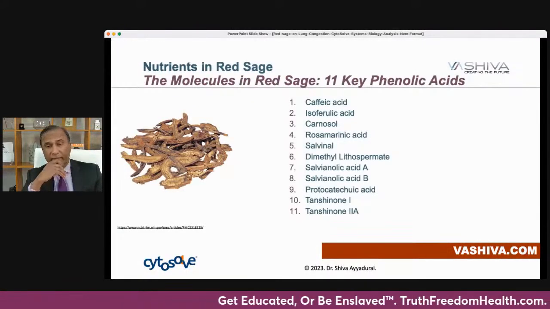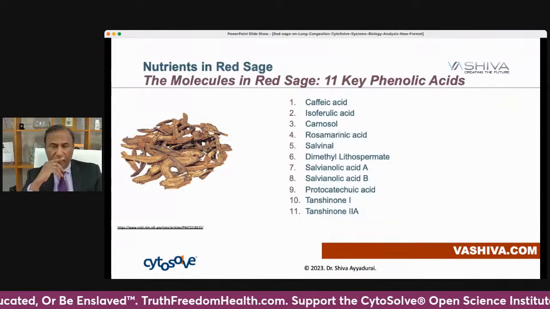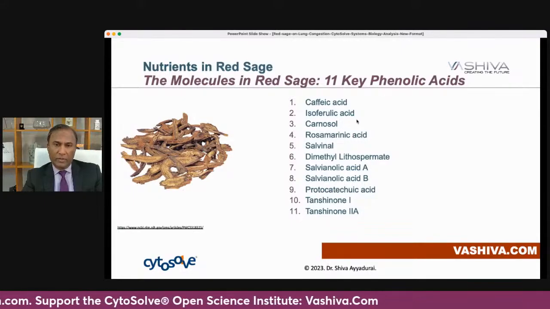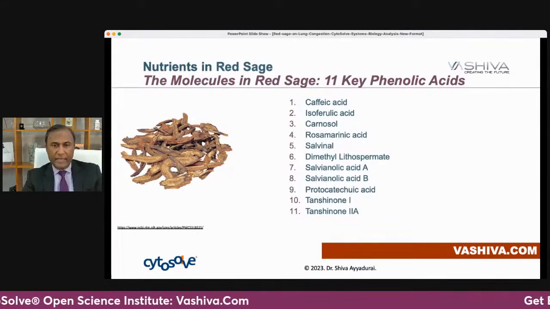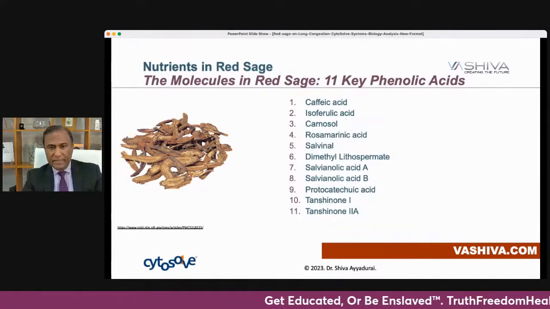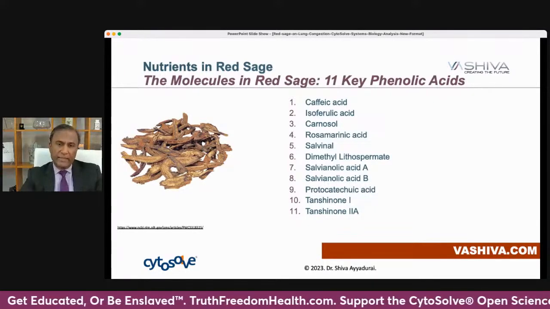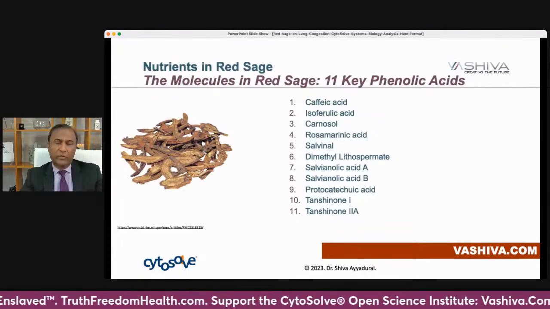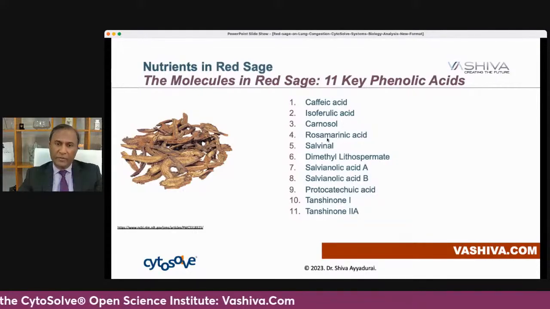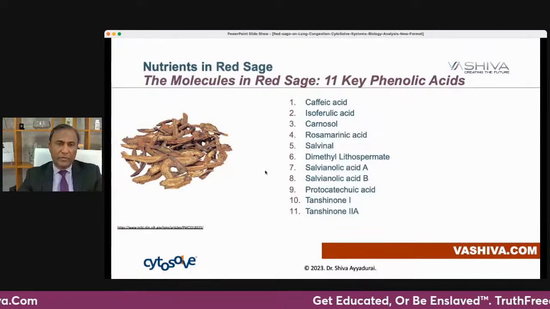There are 11 key phenolic acids. Remember, that's one of the kinds of compounds. And here are those 11 phenolic acids: caffeic acid, isoferulic acid, carnosol, rosmarinic acid, salvinol, dimethyl lithospermate, salvianolic acid A, salvianolic acid B, protocatechuic acid, tanshinone I and tanshinone IIA. These are what are called phenolic acids, very powerful compounds. So think about this: there is literally a pharmacy in here of these 11 phenolic acids. Those are the things in red sage.